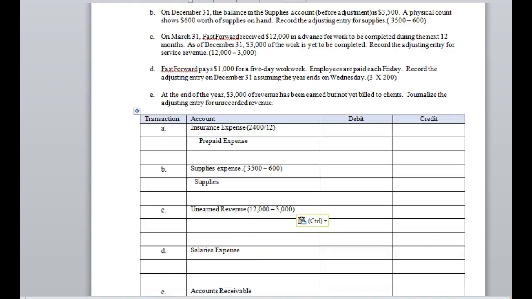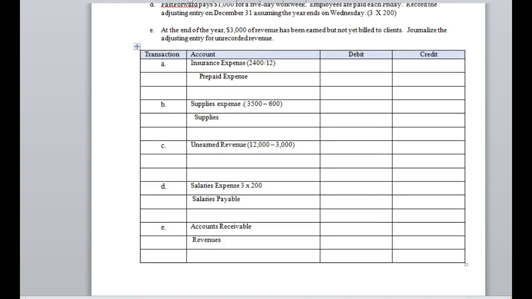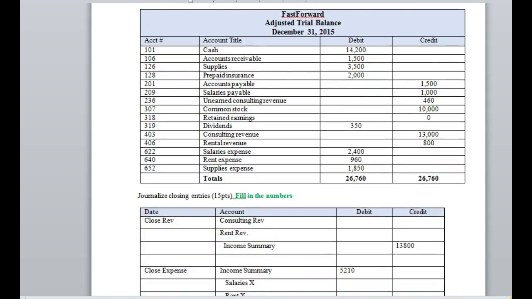And salaries expense, I think this is 3 days times $200. Whoops, that didn't come out right, did it? So 3 times 200, that's how much your expense is. And it would be a salaries payable. And then the last one is accounts receivable and revenues. And that's for the full amount that you hadn't recorded yet.